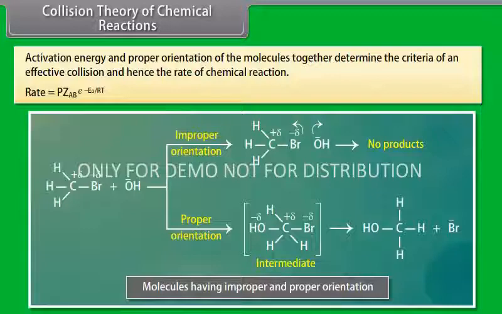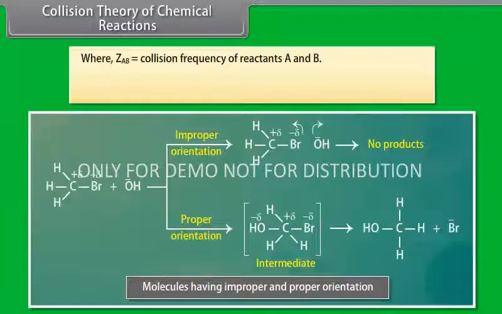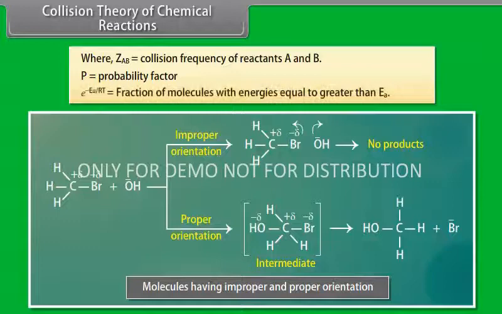Rate is equal to the product of P, ZAB and e raised to the power minus Ea upon RT, where ZAB is equal to collision frequency of reactants A and B, P is equal to probability factor, and e raised to the power minus Ea upon RT is equal to fraction of molecules with energies equal to or greater than Ea.